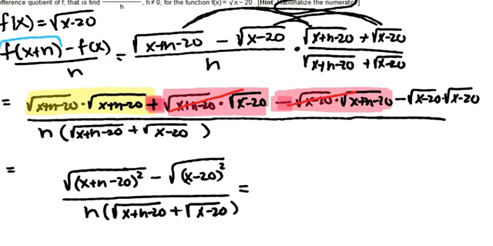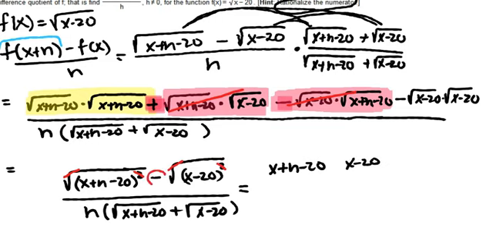And what we know is that square roots and squares are opposite operations, so they cancel each other out. So we're going to get x plus h minus 20. We're getting that because the square root and the square are opposite operations and they cancel. And then on the next term, the square root and the square cancel each other out, and we're left with that x minus 20.